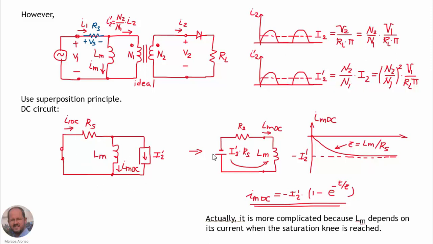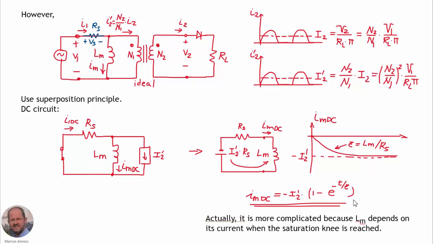From this circuit we can also obtain this model very easily, and therefore we can see that there is going to be a transient in which we have a DC current circulating through the magnetizing inductance. It's going to be an exponential transient, and the DC component of the magnetizing inductance current is going to evolve as given by this expression here.